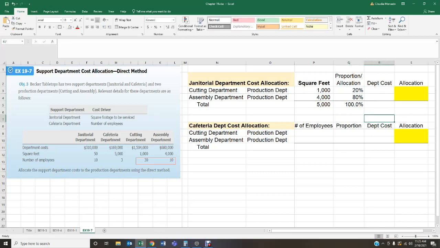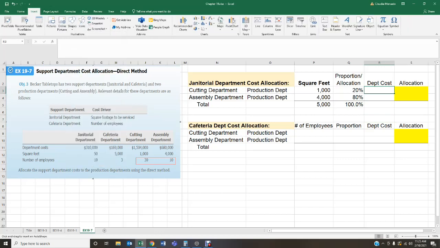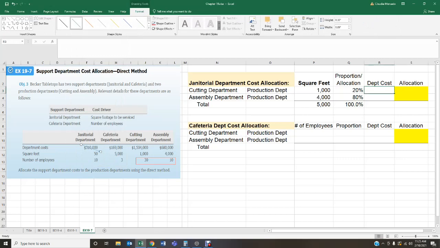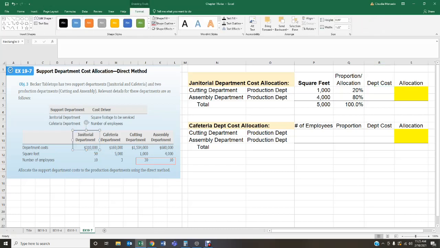Okay, so what does that mean? That means that I am going to allocate 20% of my janitorial cost to cutting department, 80% to assembly. Now, what is my cost for the janitorial services? Okay, let's look at the problem. My cost for the janitorial department, let me go back right here. My cost for the janitorial department is $310,000, okay?